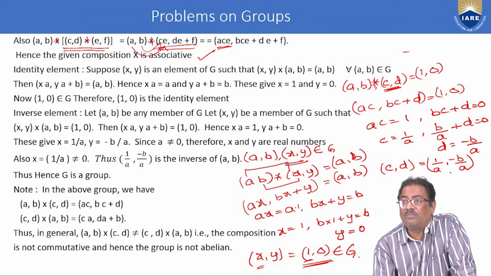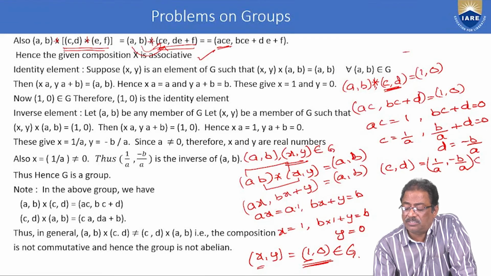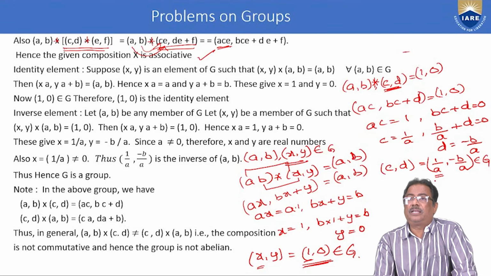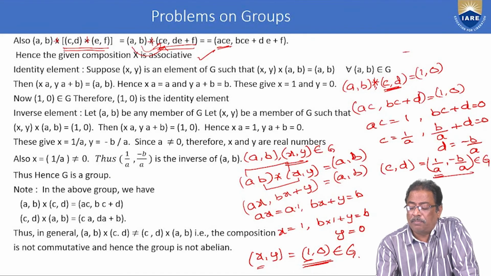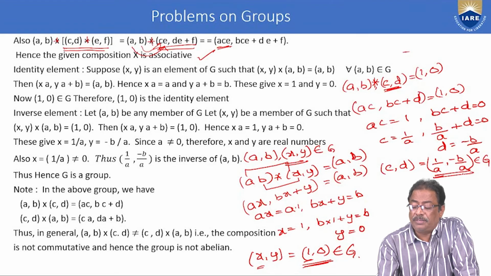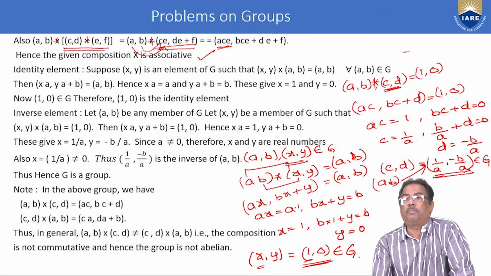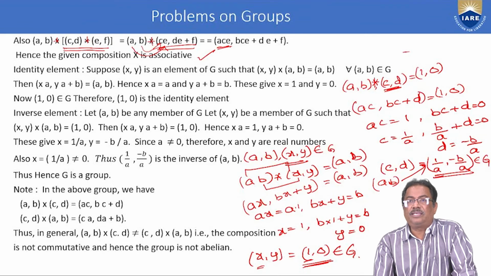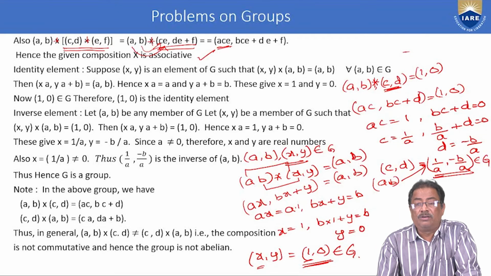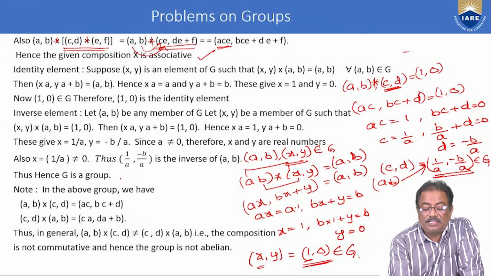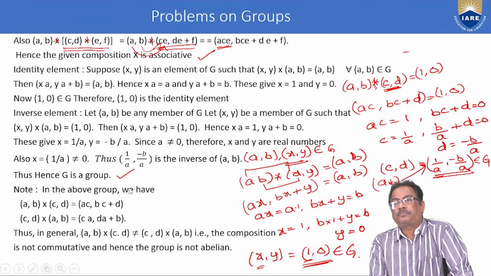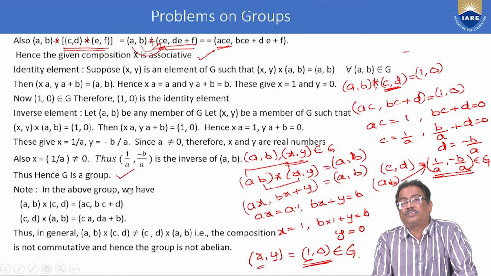This is the inverse of (A, B), and of course it is a member in G because the first element is not equal to 0. So I can say that it is a member in G. So (A, B) inverse is this, and this is a member in G. So each and every element will have an inverse. So I can say that G is a group.